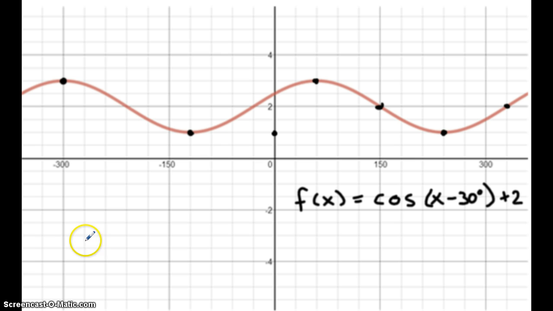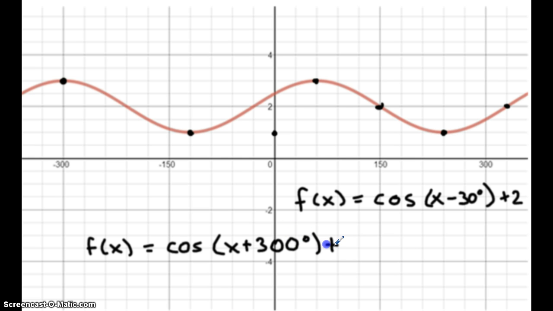So another possible answer could be f(x) = cos(x + 300 degrees). Again, it's been shifted to the left 300 degrees. And the vertical transformation is the same. It's been shifted up 2 units. If we want to check to see if our answer is right, we can graph both of these. Let's go to Desmos and graph them and see how well we've done.